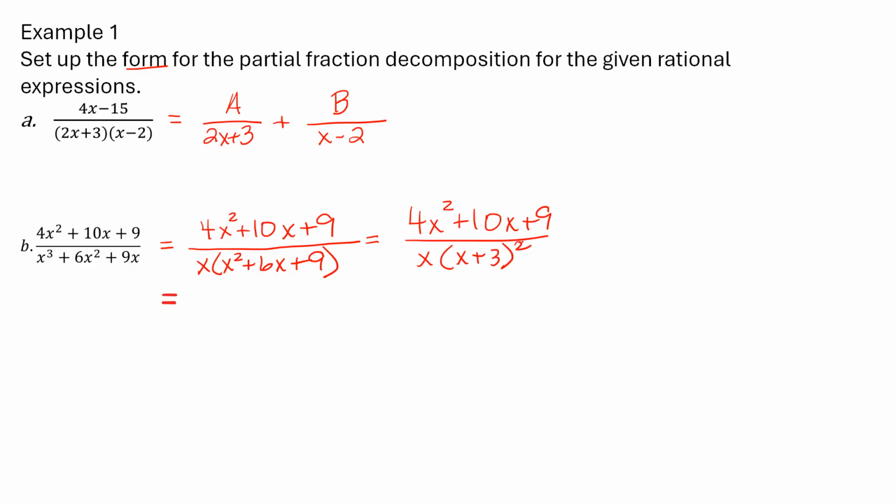All right, so this time we have three factors here. We have x, we have x plus 3, and we have another x plus 3. So there will be 3 fractions. X will be one denominator there. This one will have a denominator x plus 3, and this one will actually not just have the factor x plus 3, but it will have the factor (x plus 3) quantity squared.